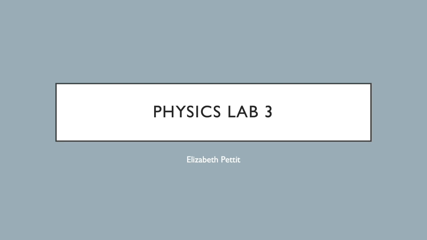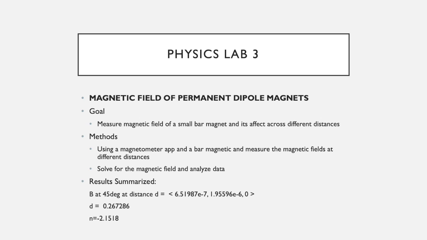Physics Lab 3 was called Magnetic Field of Permanent Dipole Magnets. The goal of this lab was to observe the effect of distance on the magnetic field experienced by a small bar magnet. The lab tasked us with using a magnetometer app and a bar magnet to measure and compare the magnetic fields at different distances from the bar magnet.